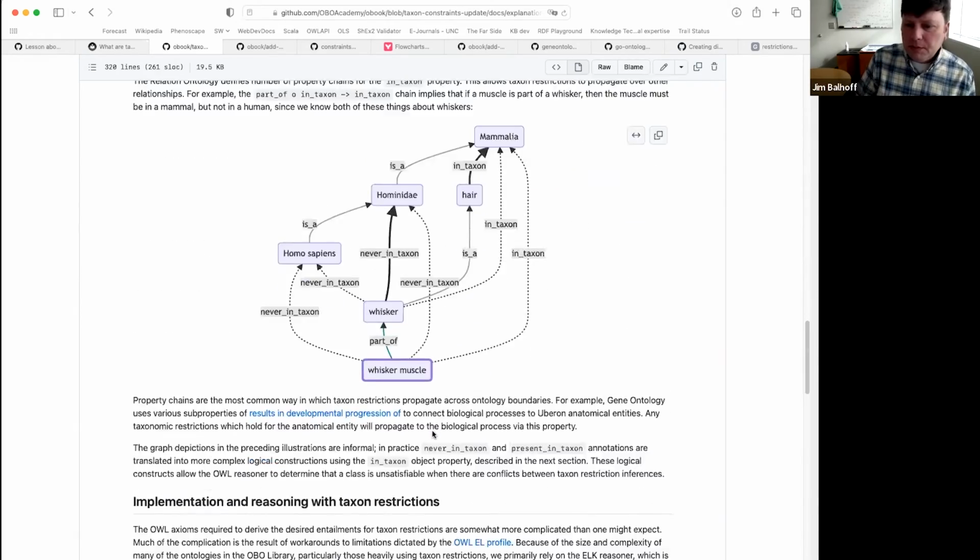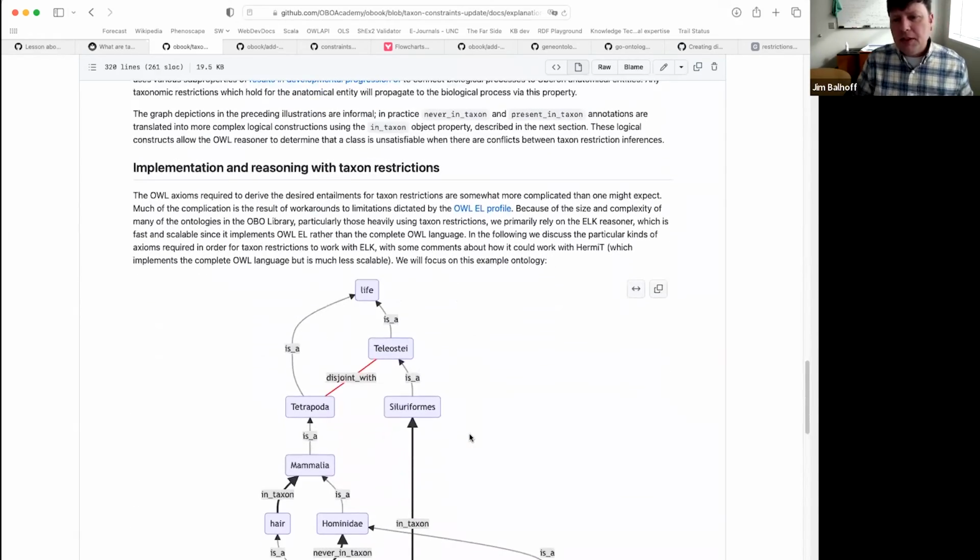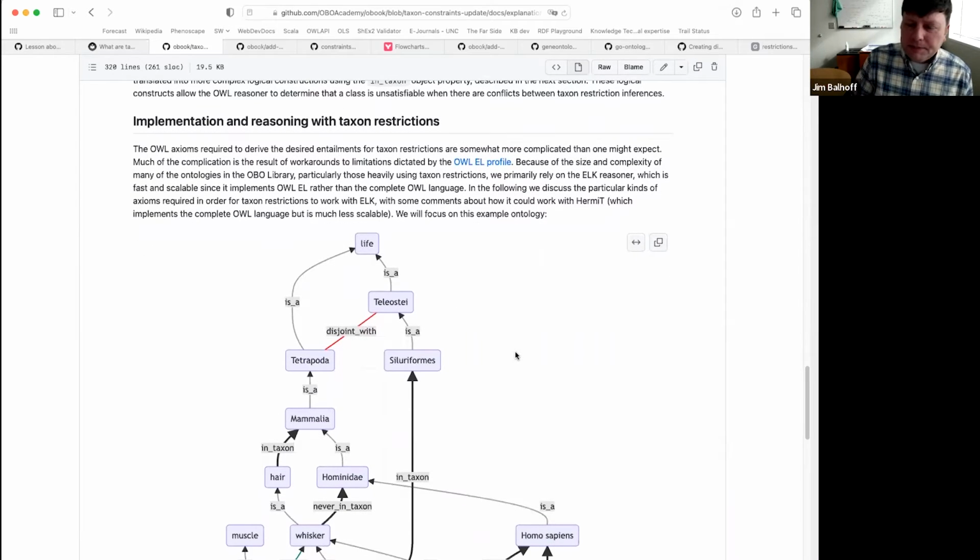Okay, so the next section gets into the real details of everything you need to have present to make these work. This was the part that was really useful for me to write down, because there were different pieces that I knew needed to be there, but I sometimes forgot the exact details of why. A lot of the complexity comes from the fact that we're trying to make this work with the EL profile.